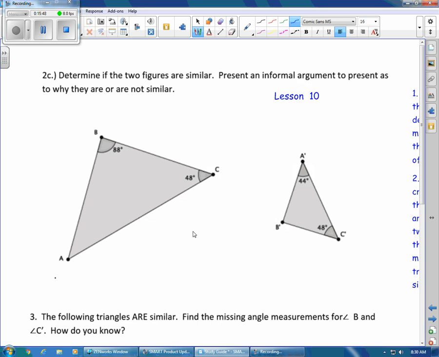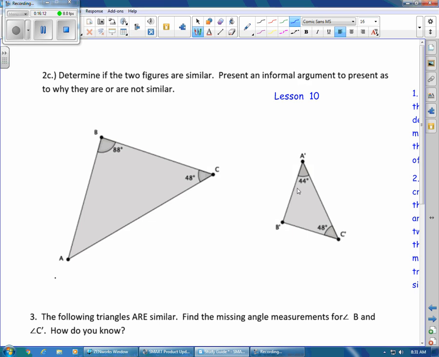Okay, the next one. Determine if the two figures are similar. Present an informal argument as to why they are or are not similar. So I've got the measure of angle B is 88. I don't know the measure of angle B prime, so I can't check that. The measure of angle C is 48. The measure of angle C prime is also 48, so I know that one's equal. I don't know the measure of A, but I know A prime is 44.